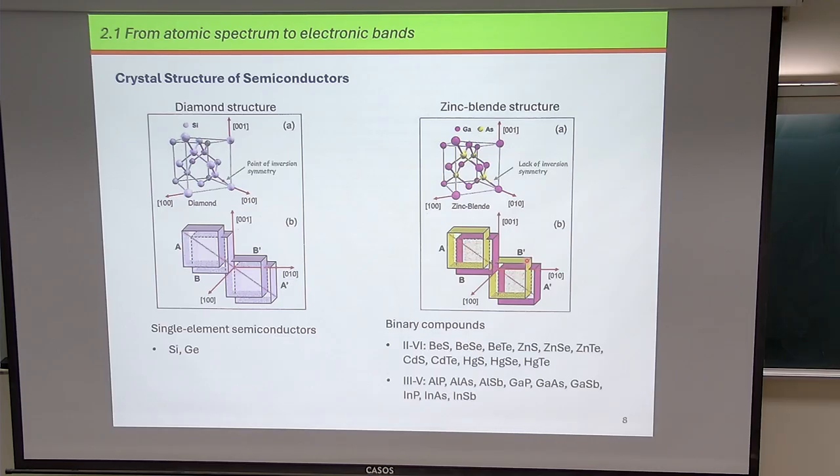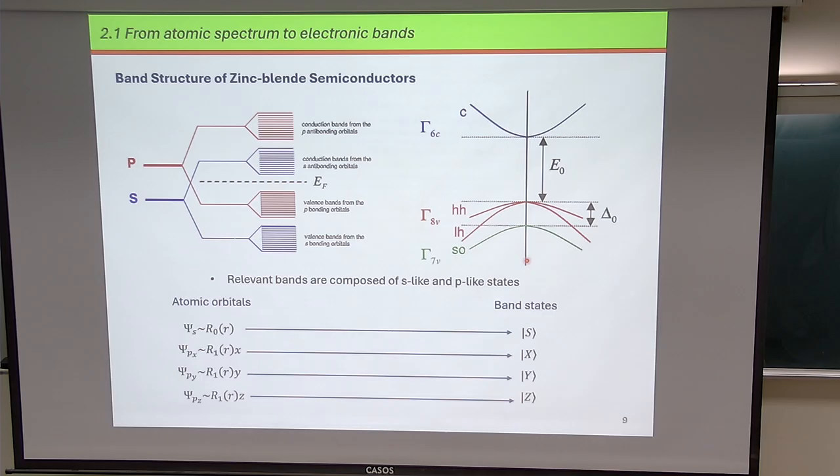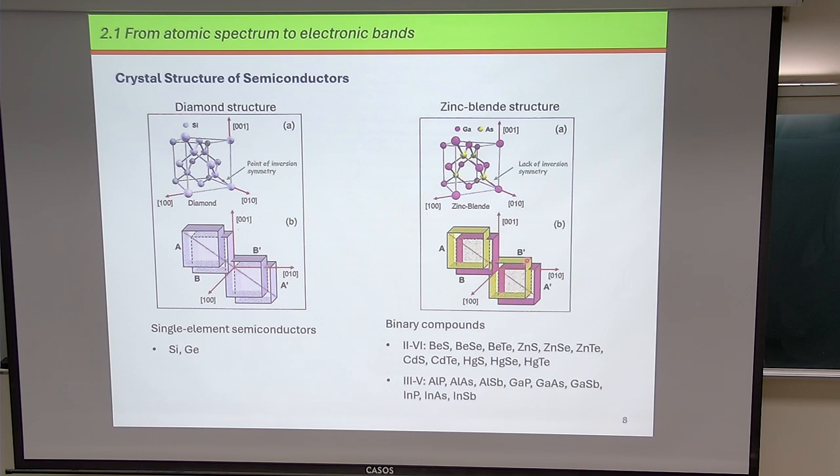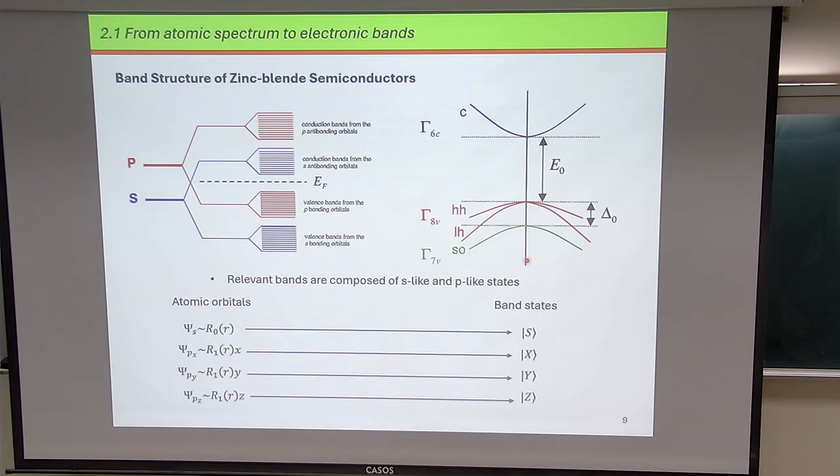Now going back to the levels, this is what the band structure of these zinc blende materials looks like. I will be focusing on the zinc blende structure, the materials in which you can have a sizable spin-orbit coupling, so I will focus on these binary compounds, II-VI or III-V materials. Essentially there are two kinds of orbitals that are important here, the S and P, and they give rise to S bands and P bands.